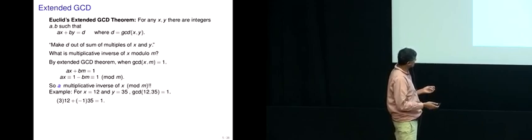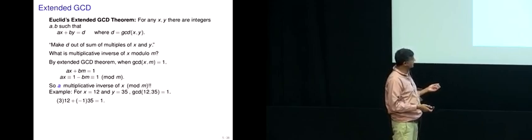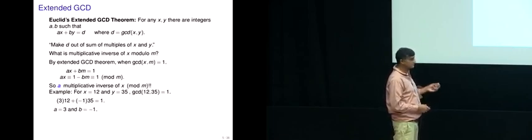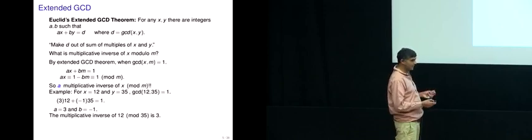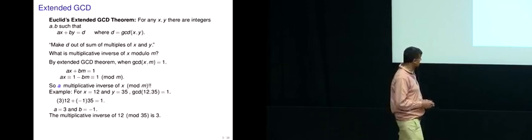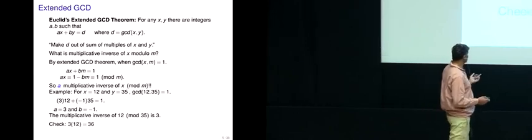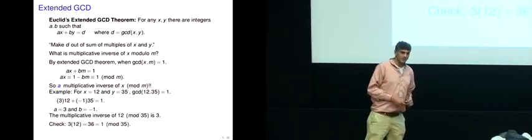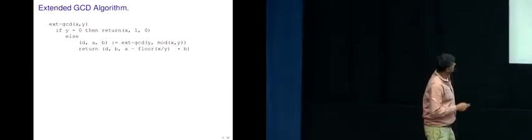Okay, so what's the multiplicative inverse of 12 mod 35? Do you see that? It's A. A is 3 and B equals negative 1. We said it was A back there. Do you see why? 3 times 12 is 36, which is equal to 1 mod 35. Excellent. So now we're going to do an algorithm.